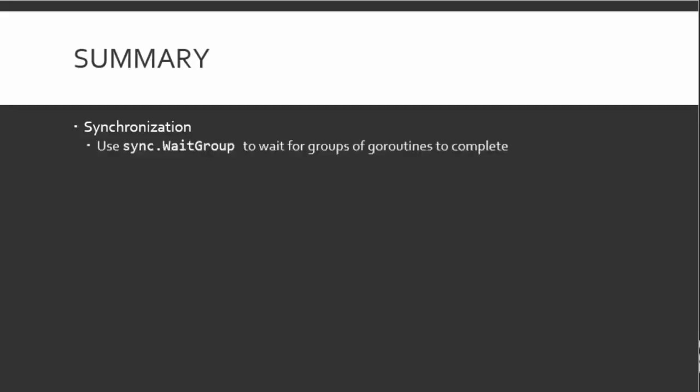So we can use wait groups to wait for groups of Go routines to complete. So we saw that we have three methods that are interesting there. We have the Add method to inform the wait group that there are more Go routines for it to wait on. We have the Wait method that's going to block the Go routine that it's called on until the wait group is completed. And then we have the Done method available on that wait group that lets the wait group know that one of the Go routines is completed with its work.